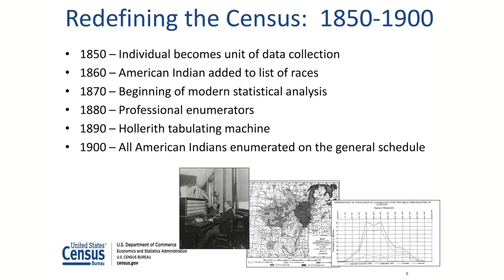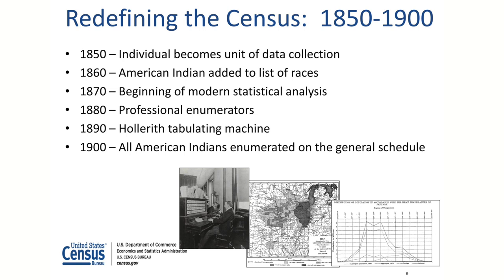We also added new questions on occupation, literacy, birthplace, property ownership, and other vital and social statistics. And this was the beginning of the statistical revolution, where statistics started becoming a science. So we started seeing some rudimentary statistical analysis. 1860 looked very much like the 1850 census, using the same legislation actually from the 1850 census, only adding American Indian to the list of races.